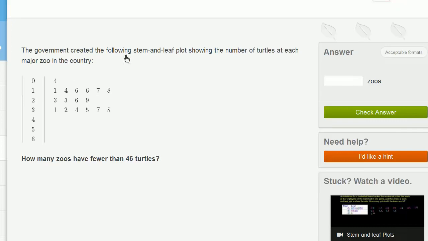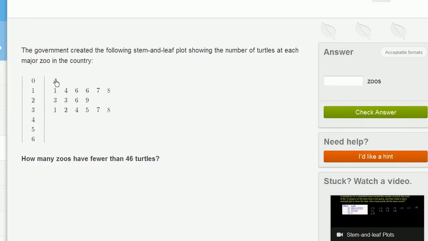The government created the following stem and leaf plot showing the number of turtles at each major zoo in the country. How many zoos have fewer than 46 turtles? So what the stem and leaf plot does is it gives us the first digit in each number, and essentially you could call this the tens place, and then it gives us the ones place.